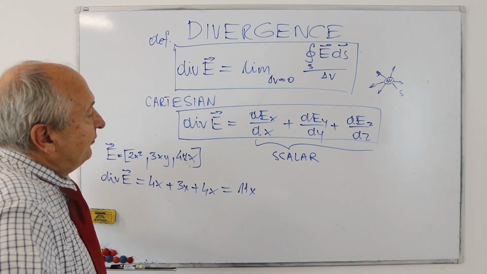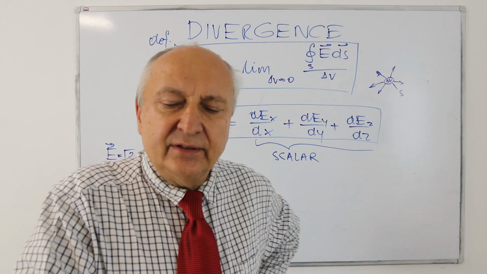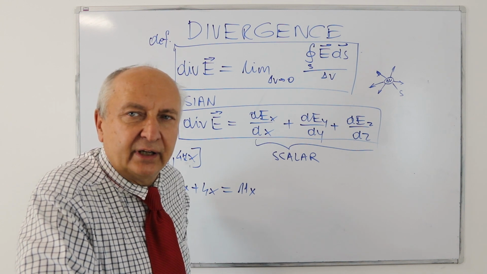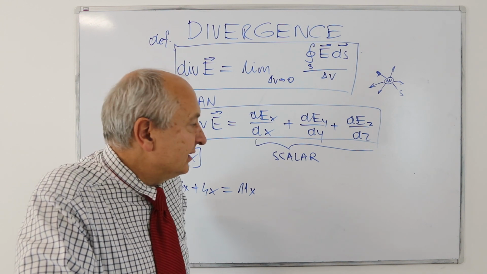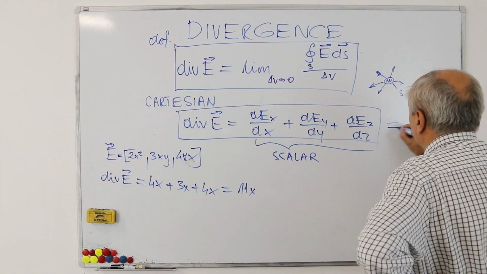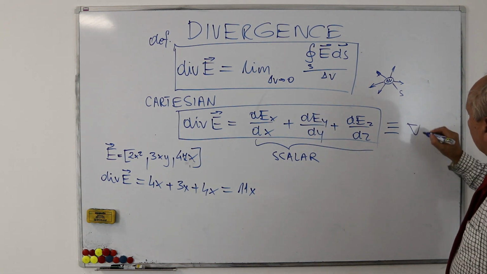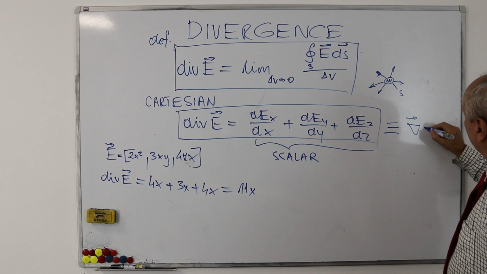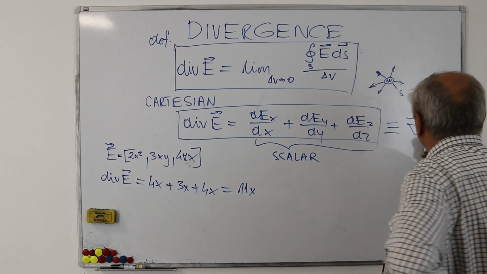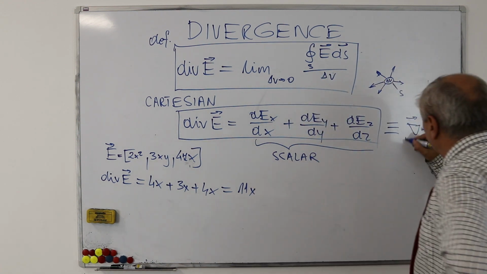And you should remember this, that for another coordinate system, divergence is calculated in another way. This divergence of E, we can write as well as the Nabla operator multiplied by E, and this is a dot product.